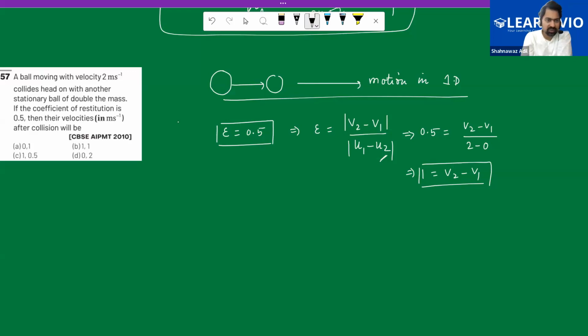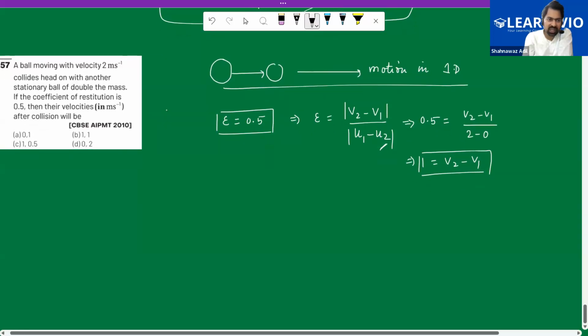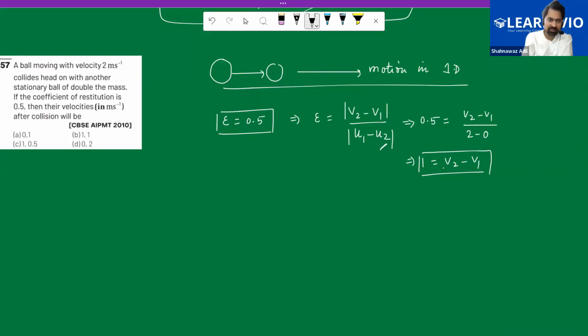Now, what is the other thing that we know? After collision, from the options, in which case the change in velocity is 1? A, B, C, D. In which option is V2 minus V1 equal to 1? In B, you see that 1 minus 1 would be 0, so the change in velocity is 0. In the first option, V2 is 1 and V1 is 0. So the option should be the first. Is it clear?